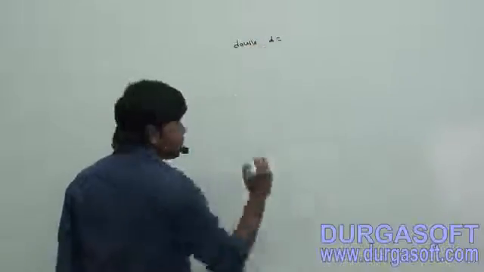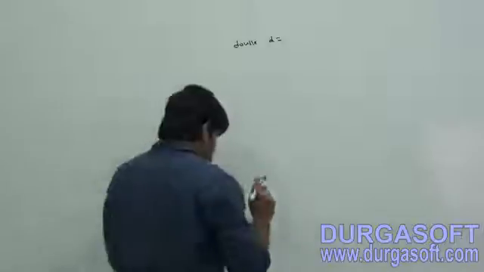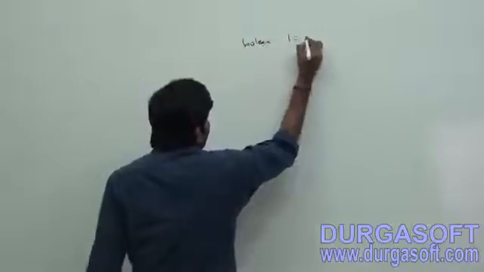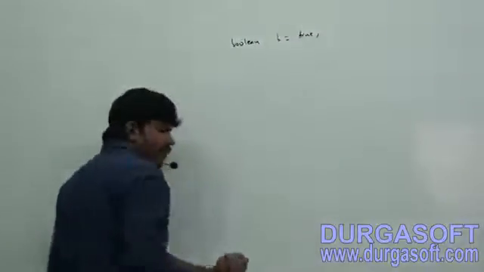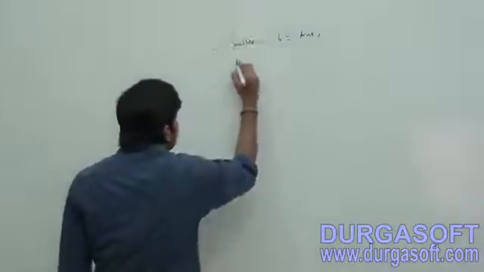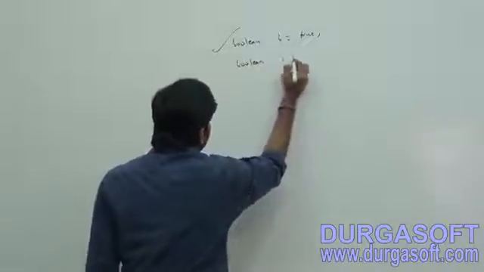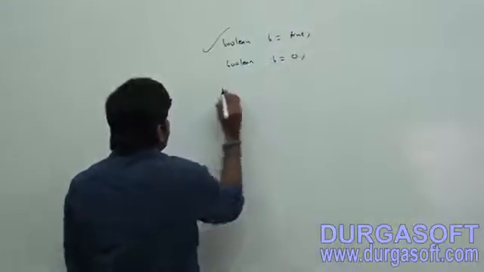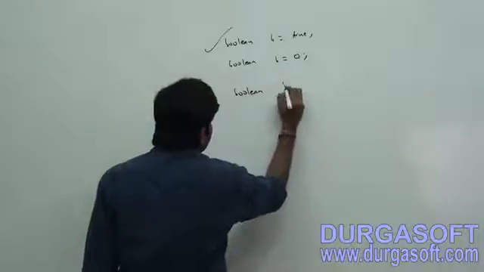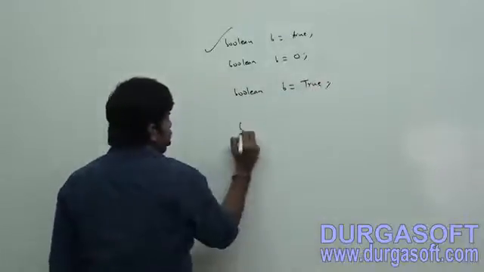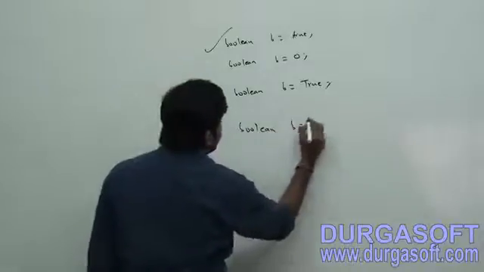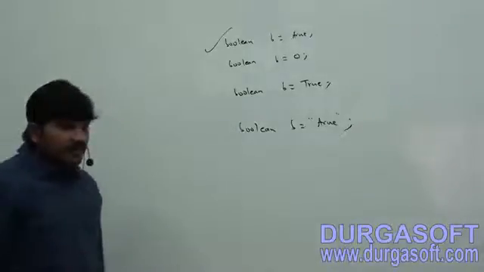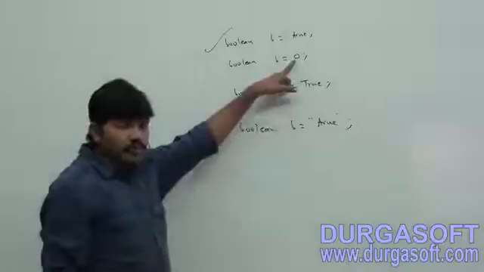Let me take Boolean. Boolean b is equal to true, I am taking. Valid or not? Boolean b is equal to true, valid. Boolean b is equal to 0, I am taking. Can you tell, the second one, valid or invalid? Invalid. Do you know, 0 means false, 1 means true. Such a convention is not applicable for Java.